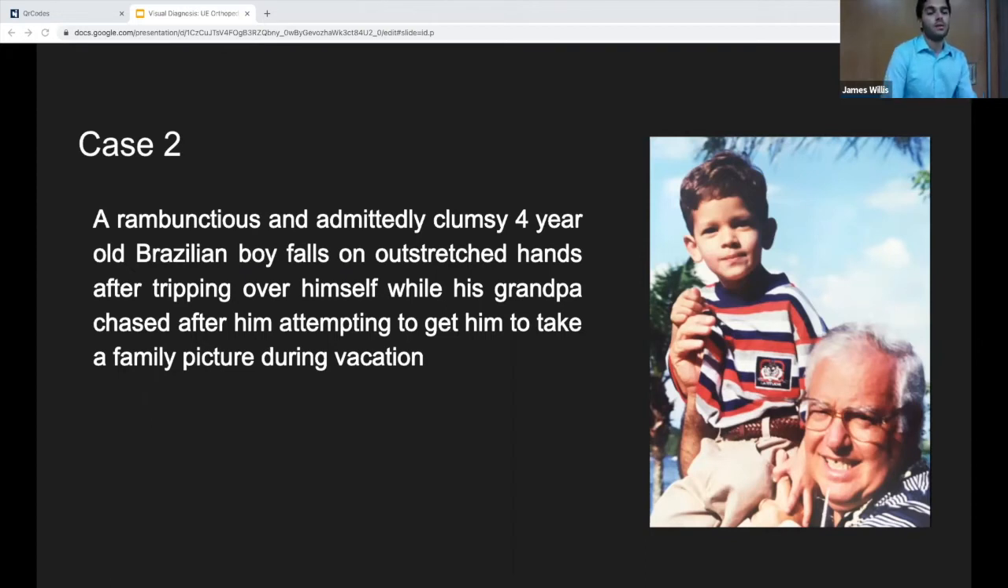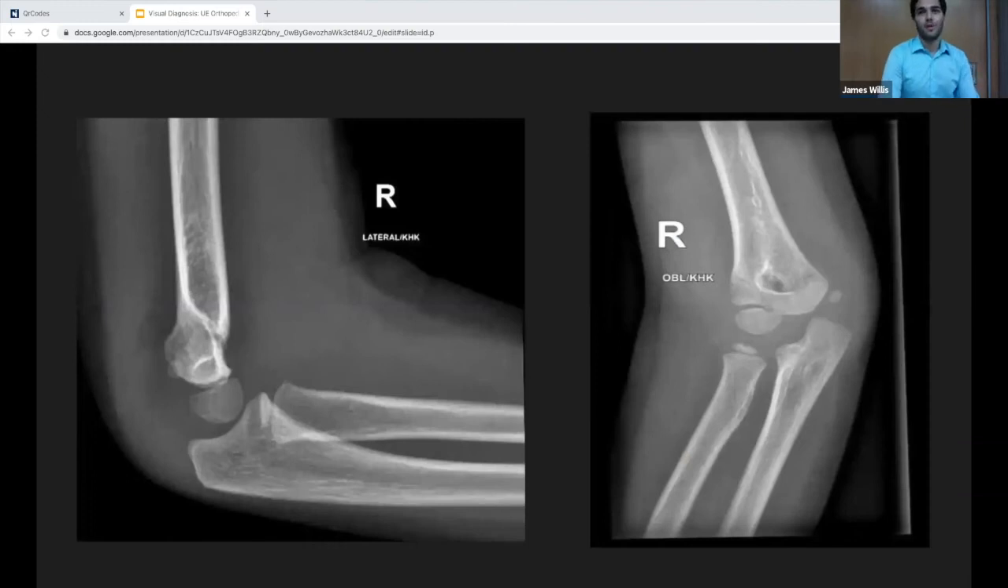Yeah, sweet. So case two: a rambunctious and admittedly clumsy 4-year-old Brazilian boy falls on outstretched hands, tripping over himself while his grandpa chased after him, attempting to get him to take a family picture during vacation. So this is the radiograph. Anyone want to get a shot at what's going on here? We don't have to go in order of the ABCs, just shout out what you see.